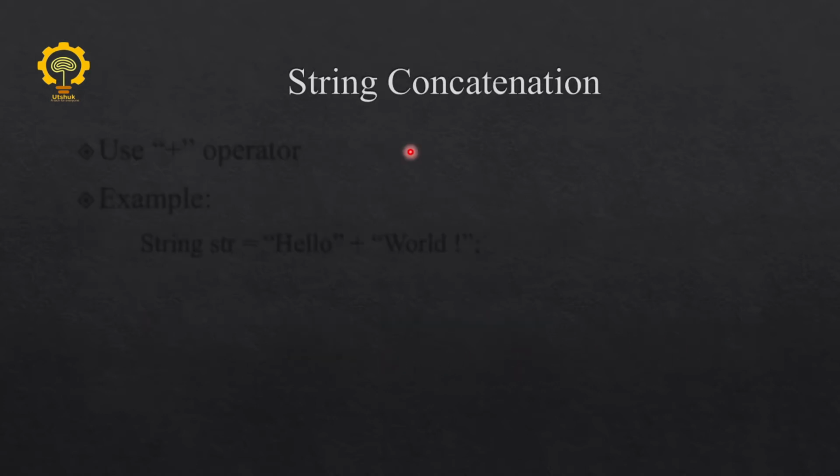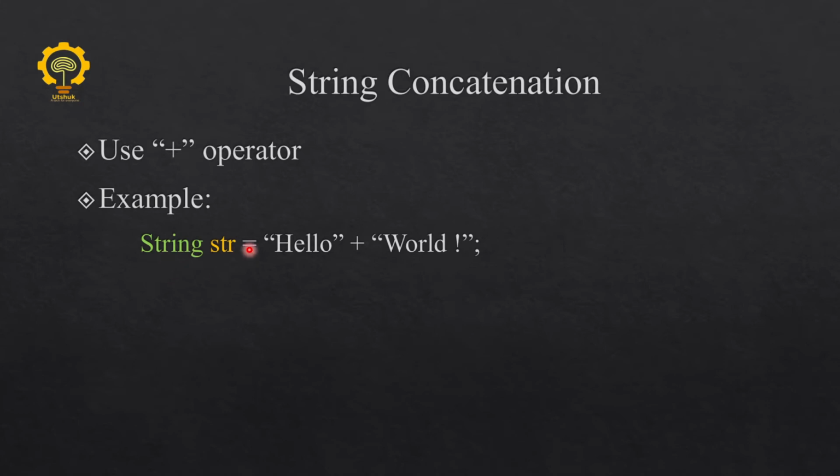For string concatenation, we use the plus operator in order to concat strings. Suppose we have a string str, and if we want to concat the values hello and world, then we can simply use the plus operator in order to concat the string.